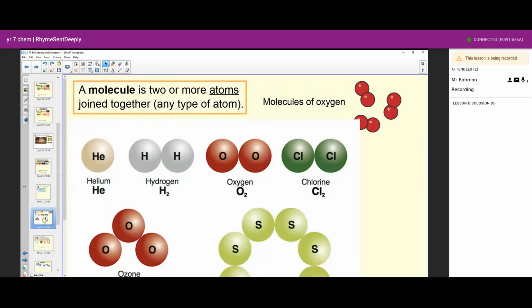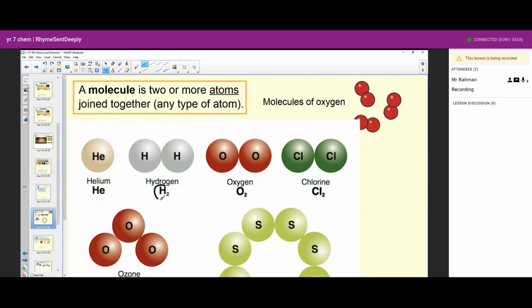The next thing we need to know is what a molecule is. A molecule is two or more atoms joined together. Here we have a helium atom by itself. This is not a molecule. The next one here, what is this molecule made up of? It's made up of two hydrogen atoms. Because there are two, at least two or more atoms, it's considered a molecule.